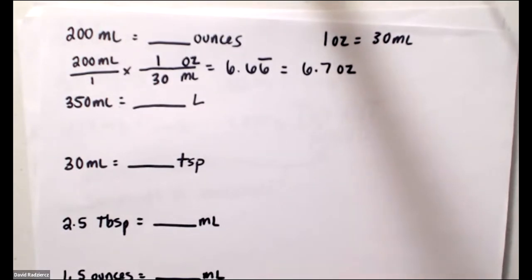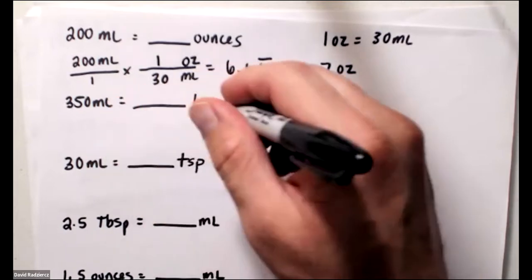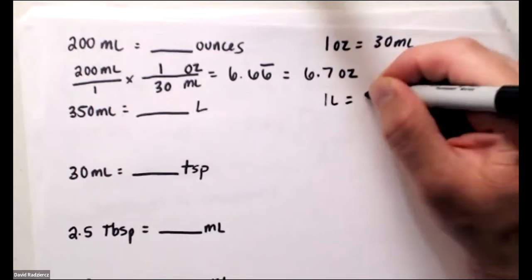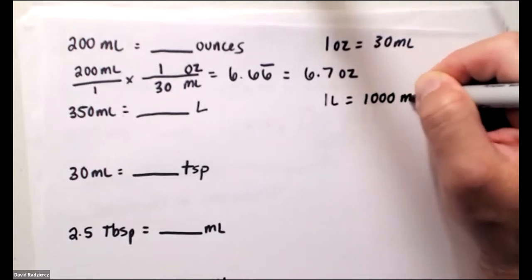And that's an OZ. That's the abbreviation for ounces. If you prefer to just write ounces, that's perfectly fine. Milliliters to liters. 1 liter equals 1,000 milliliters.